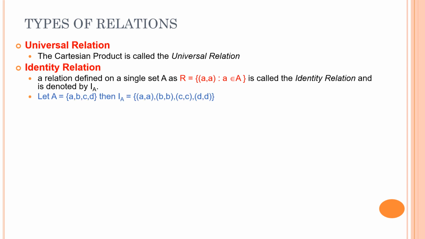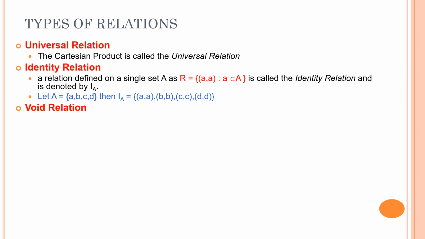What it means is, if I have a set {a, b, c, d}, then the identity relation is (a, a), (b, b), (c, c), (d, d). That means all the four elements are related to themselves. One important point: apart from these elements, (a, a), (b, b), (c, c), (d, d), there can be no other pair in the identity relation.